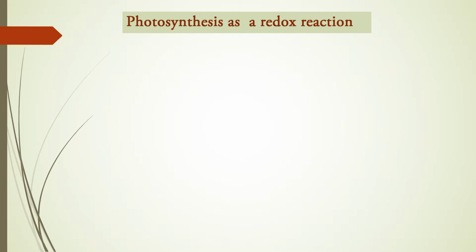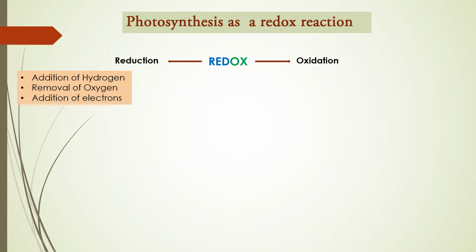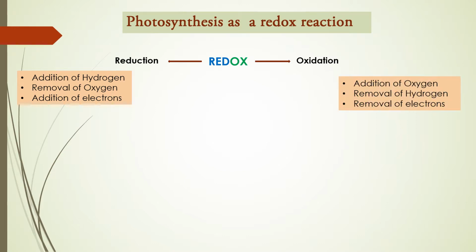Next, photosynthesis as a redox reaction. So what is a redox reaction? In the term redox, the first three letters RED represent reduction. The last two letters OX represent oxidation. So what is reduction? We can define reduction as addition of hydrogen or removal of oxygen or addition of electrons. So what is oxidation? Oxidation can be defined as addition of oxygen or removal of hydrogen or removal of electrons.